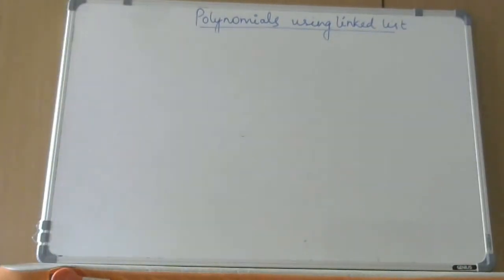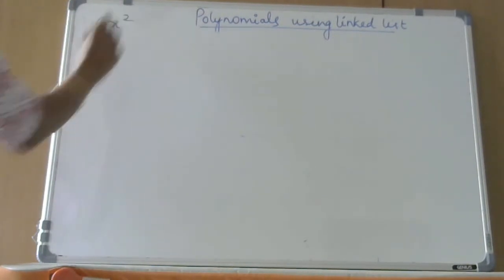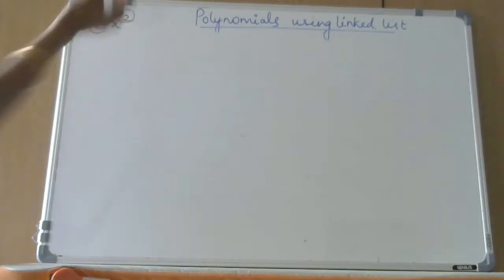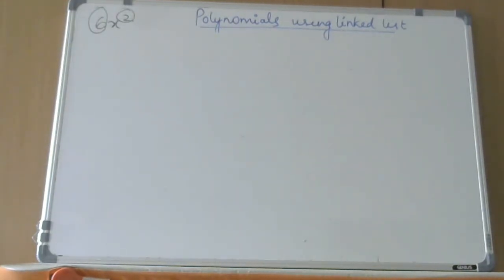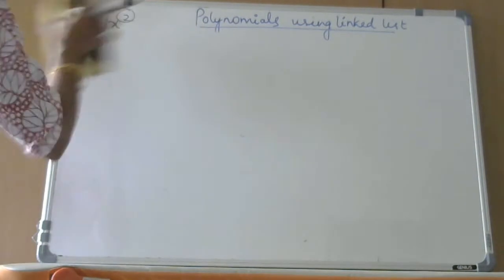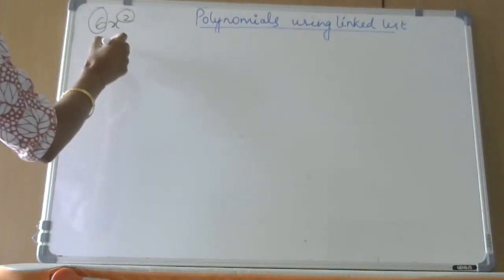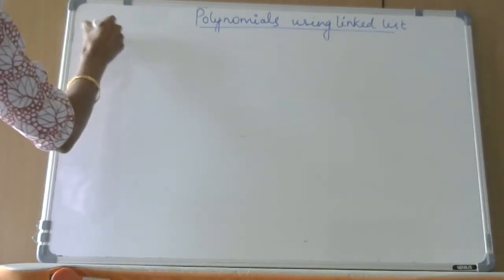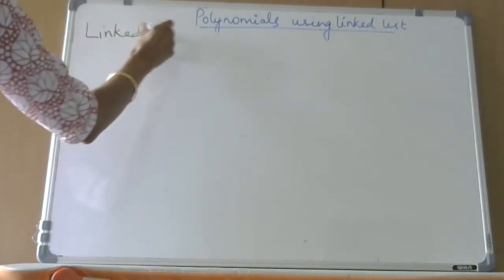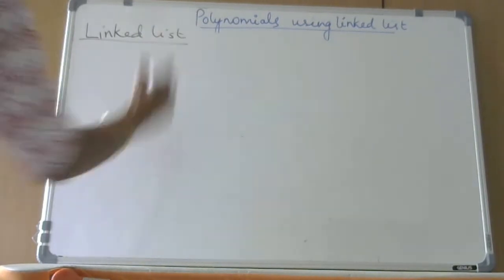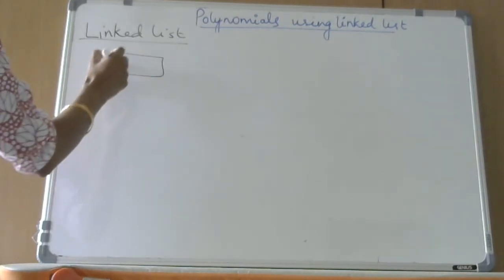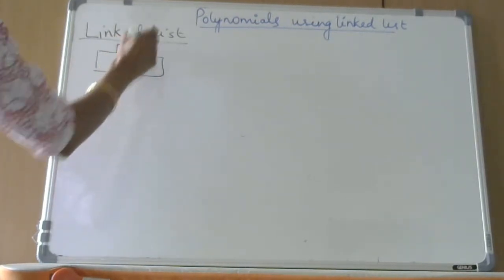Every term of the polynomial will have two parts: one is the coefficient part, another is the exponent part. These are the two parts of every term of the polynomial. So how can we represent it in the linked list? Let us see how we can represent a polynomial using a linked list. I will tell you what each one is going to contain.